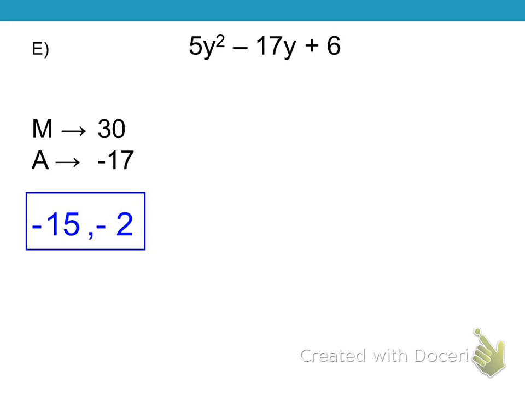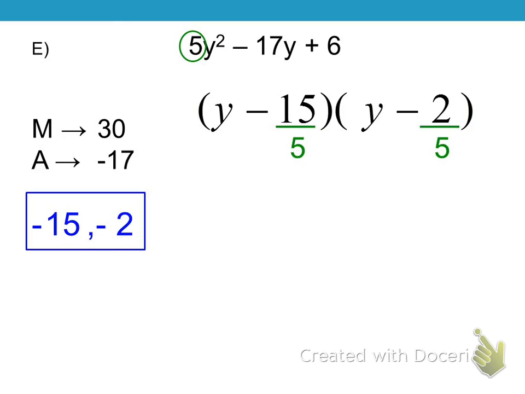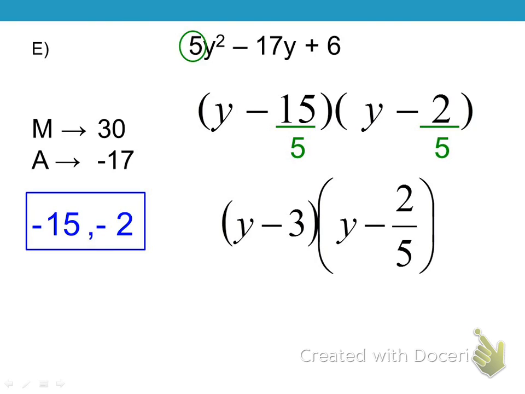All right, I'm dealing with y's, so y minus 15, y minus 2. And then what? Divide by 5. The first one divides evenly. 15 divided by 5 is 3. In the back, they don't divide evenly. You cannot simplify, but you can kick that bottom up.